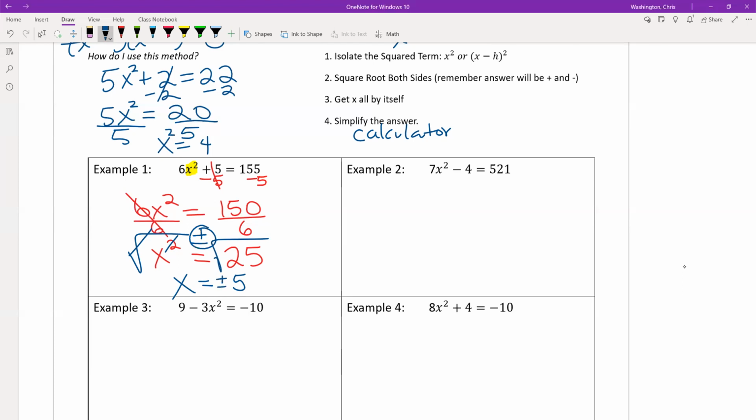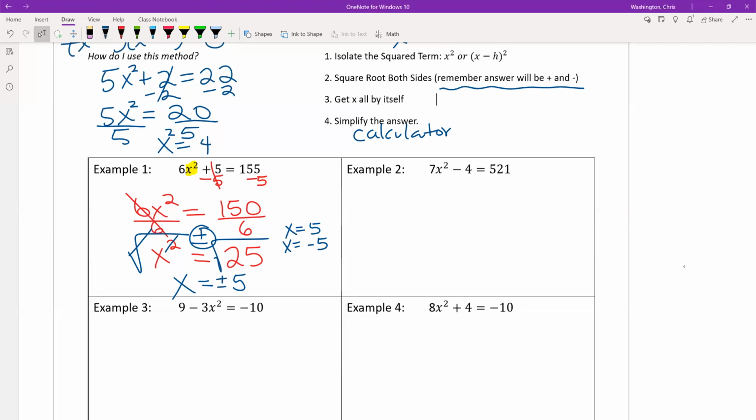And you can write that separately. You could write x equals positive 5 and x equals negative 5 if you would like. So don't forget, when we take the square roots, we need to take the positive and negative square roots, not just the positive side. So we're done with number 1.